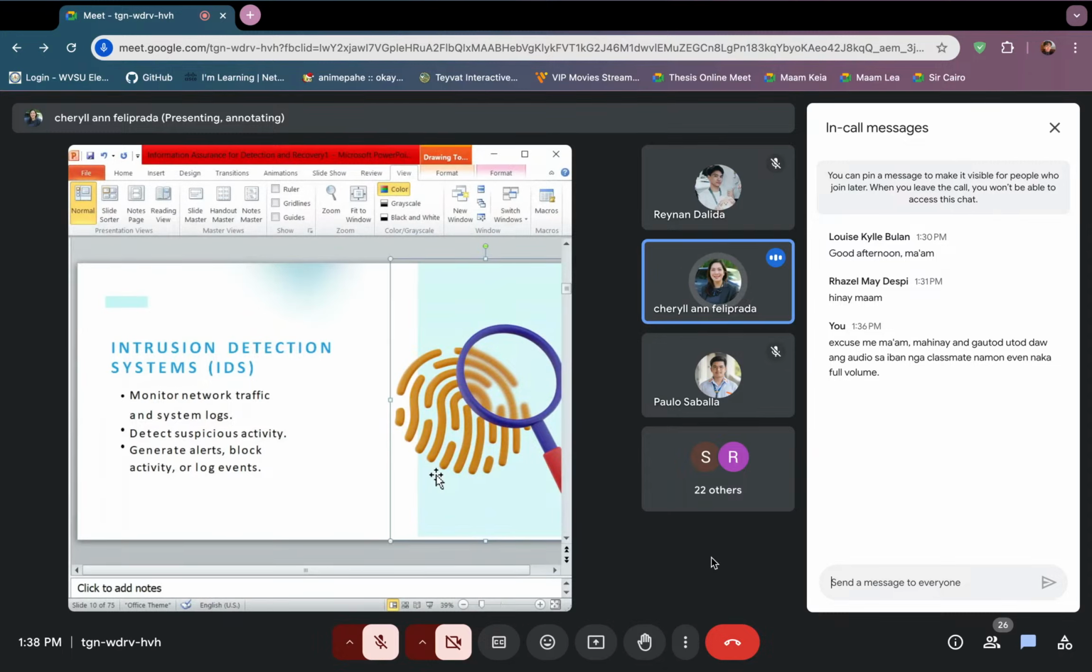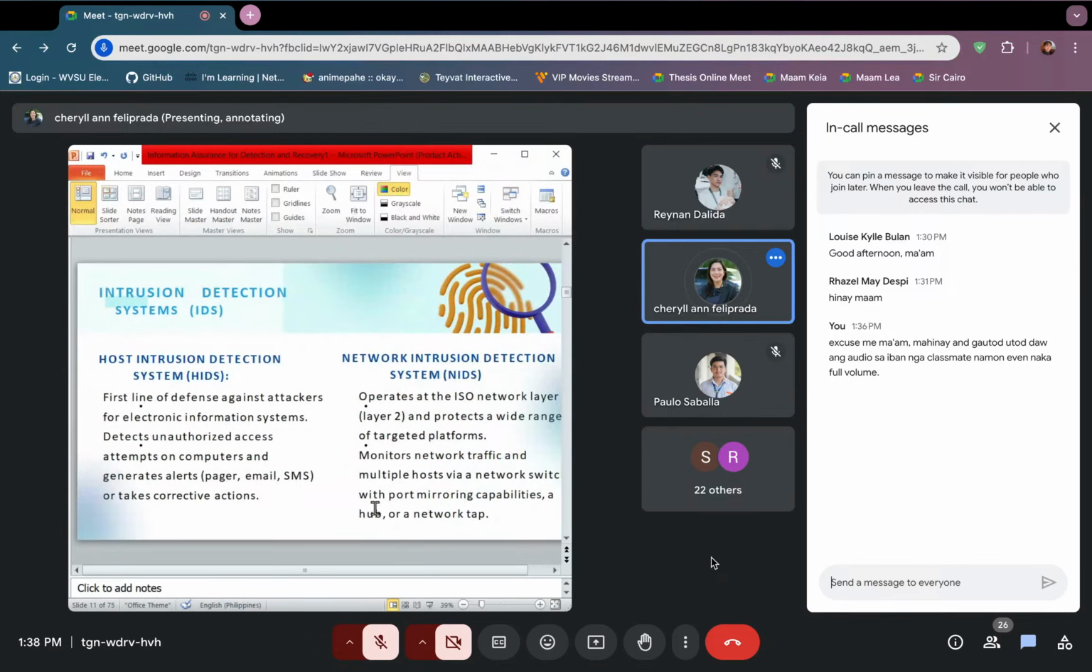So there are two types of IDS. We have the NIDS and the HIDS, host and network. Now for the host, it is the first line of defense against attackers for electronic information systems. It detects unauthorized access attempts on computers and generates alerts. Now, it sends its alerts through pager, emails, SMS, or takes corrective actions.